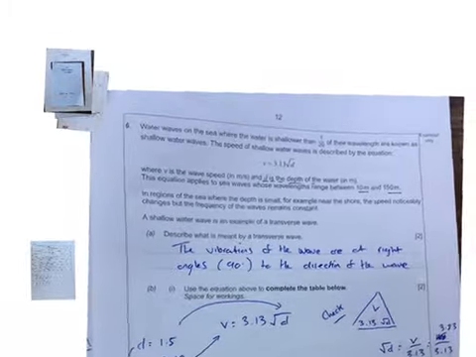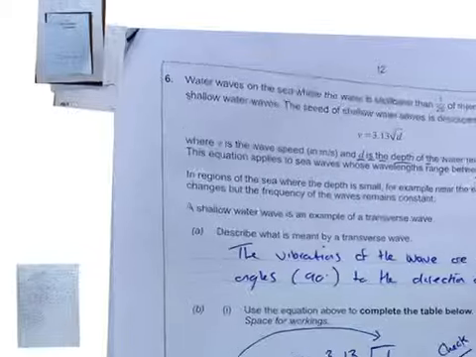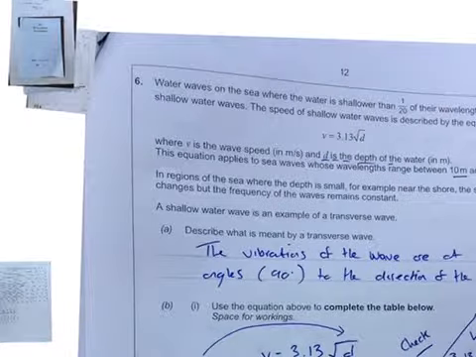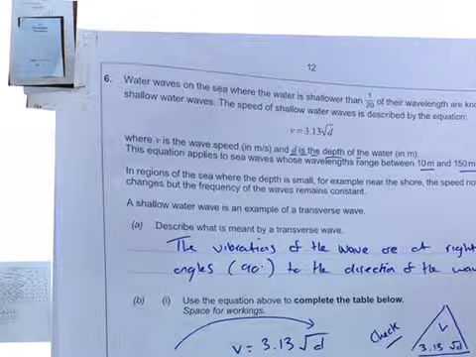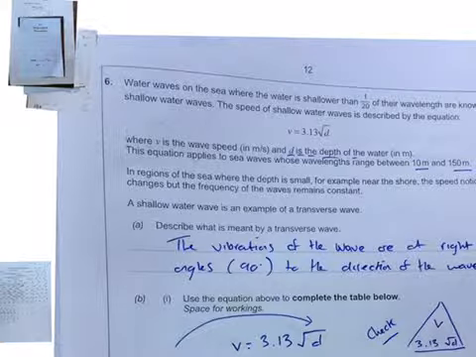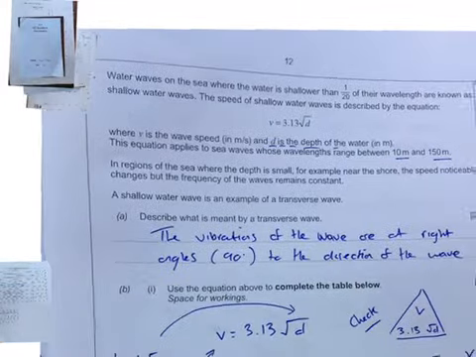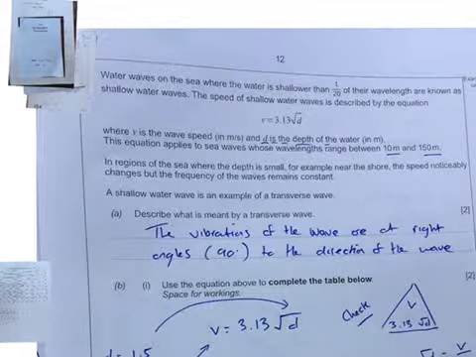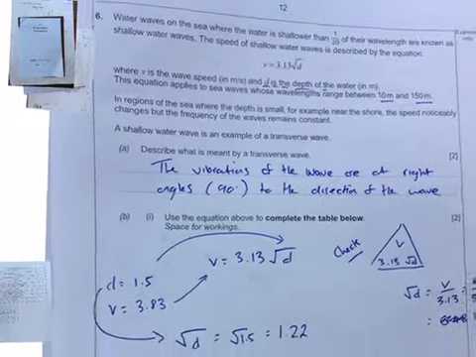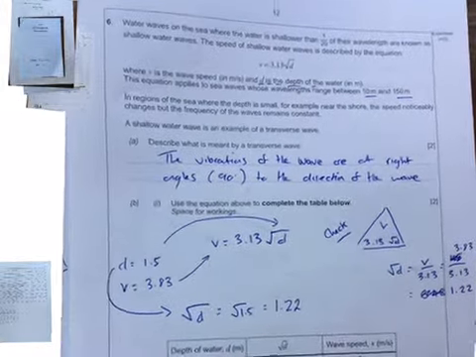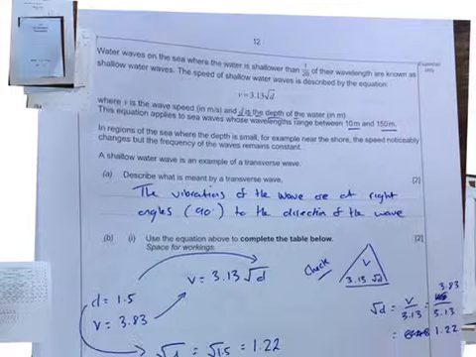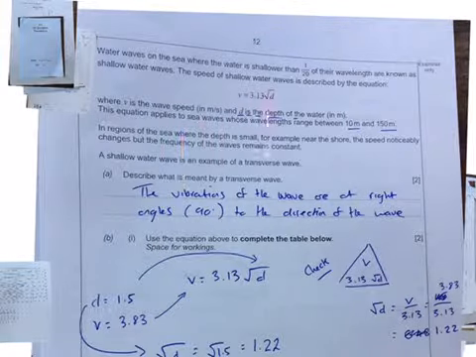Again, this was like the first one on a higher paper. It says water waves on the sea are shallower than 1/20th of their wavelength. I'm not going to read the question because of the material. I always just like to get to the question, see what it's on about.